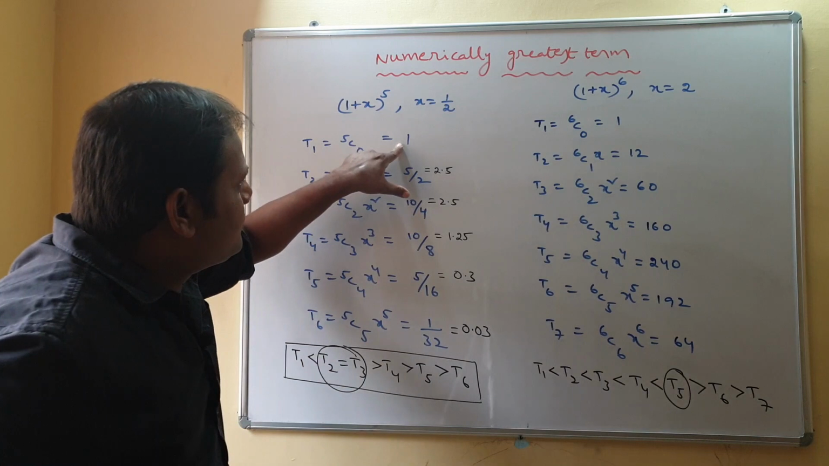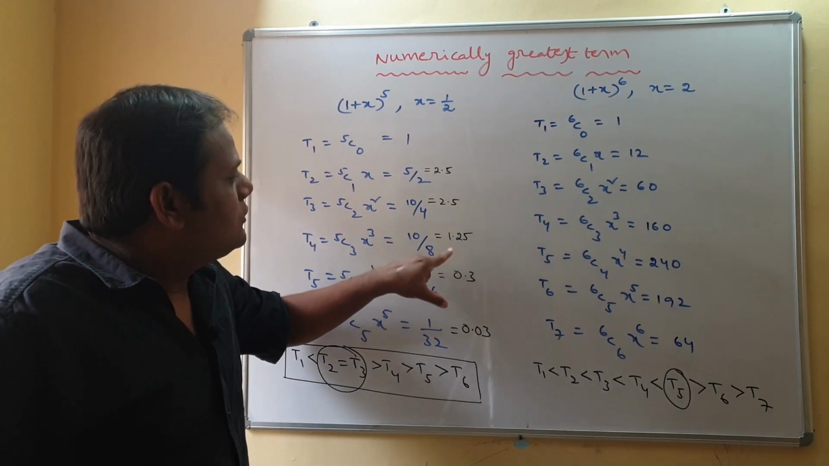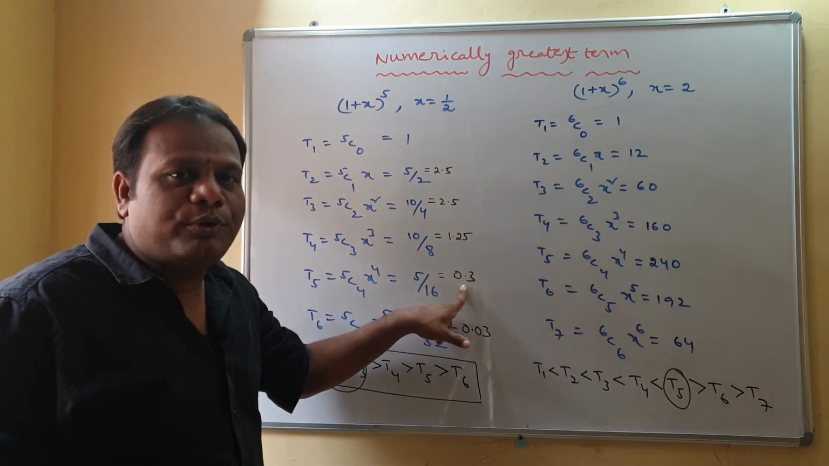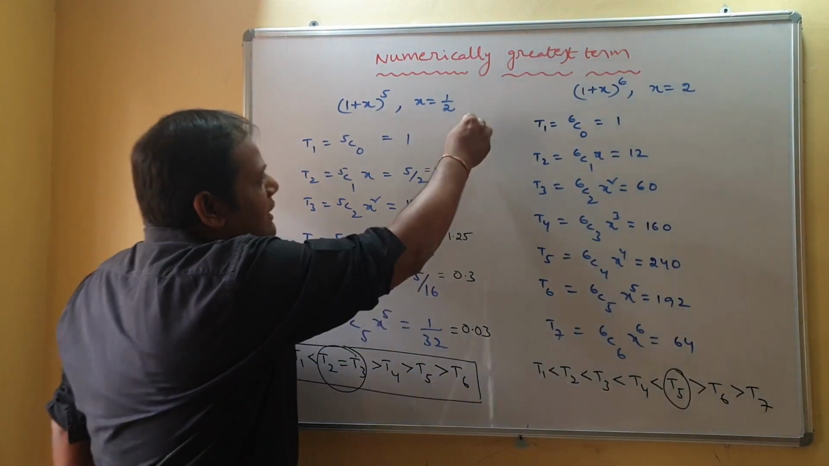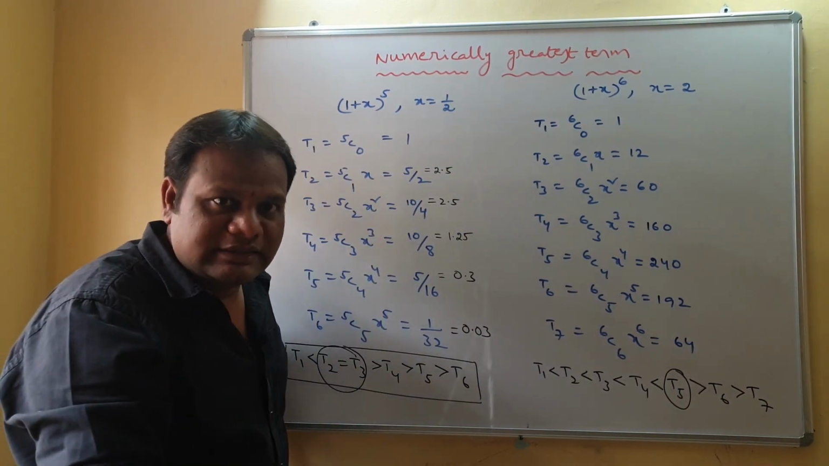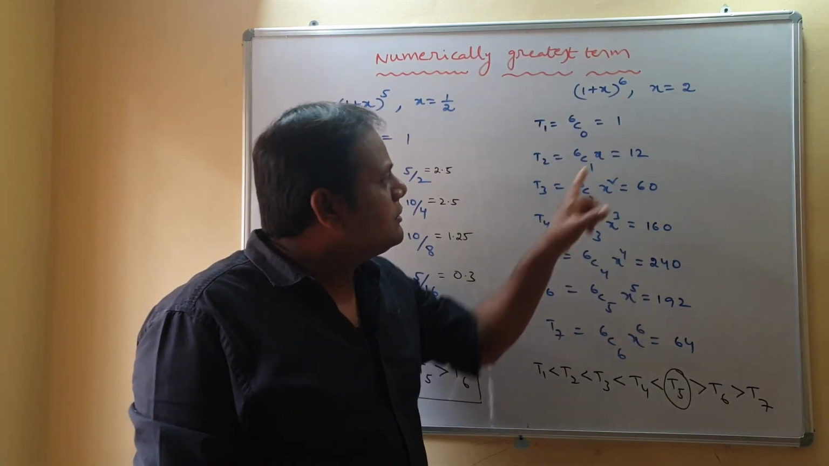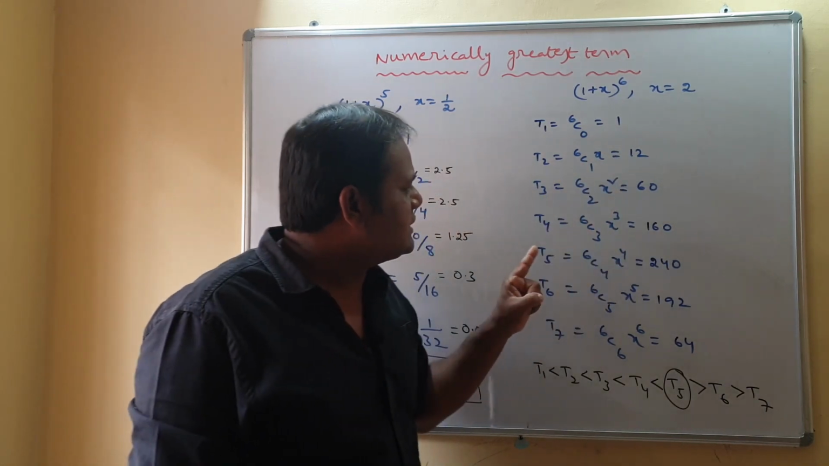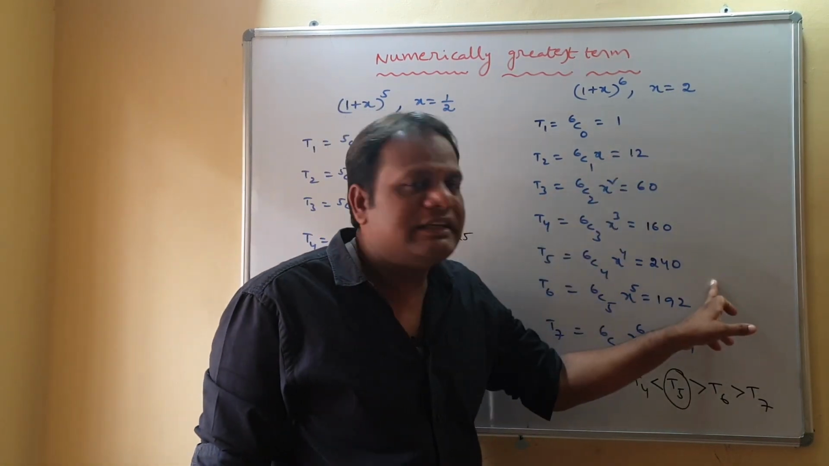See here, first term 1, second term 2.5, so increasing. Third term 2.5, fourth term 1.25, so it starts decreasing. Next term 0.3, next term 0.03. So the terms increase till one term and then start decreasing. Coming to this expansion, the first term is 1, the second term is 12, the third term is 60, the fourth term is 160, the fifth term is 240. Till the fifth term it increases.